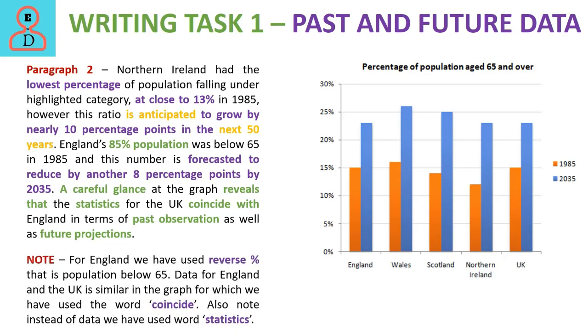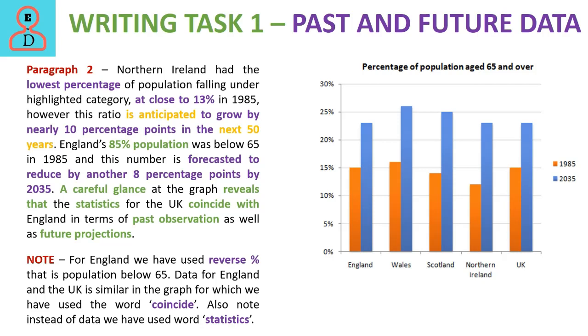The last point to note here is the way in which we have written about the trend for the UK. If you see carefully, you will observe that the bar graphs are similar for the UK and England. So, instead of repeating the data for the UK, we have written that its statistics coincide with England. Coincide means that the past data and future projections are similar for UK and England.